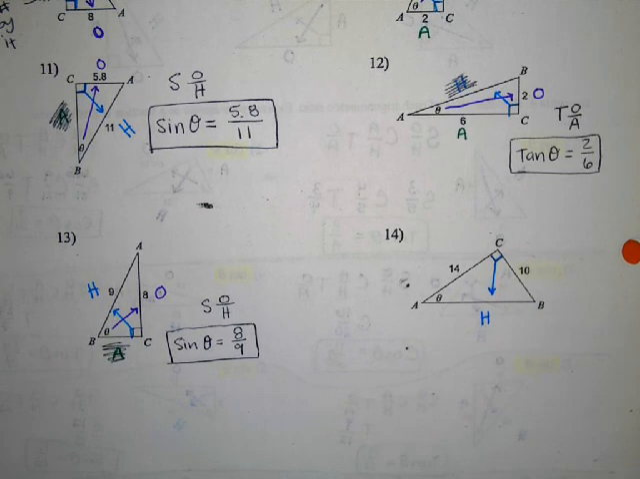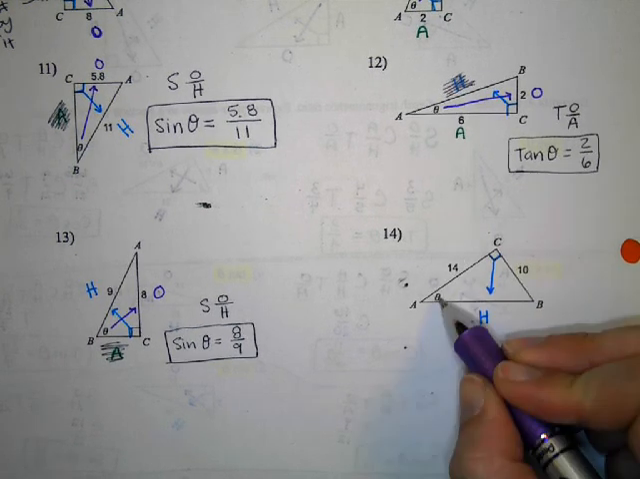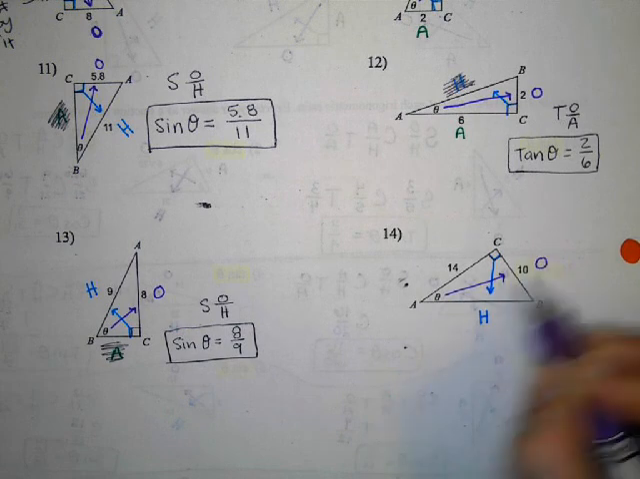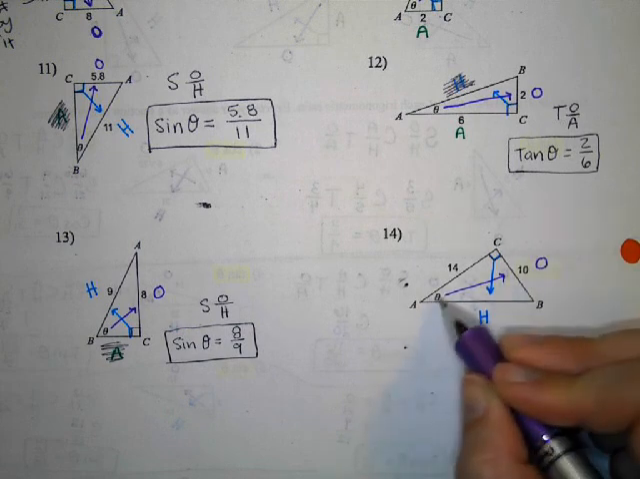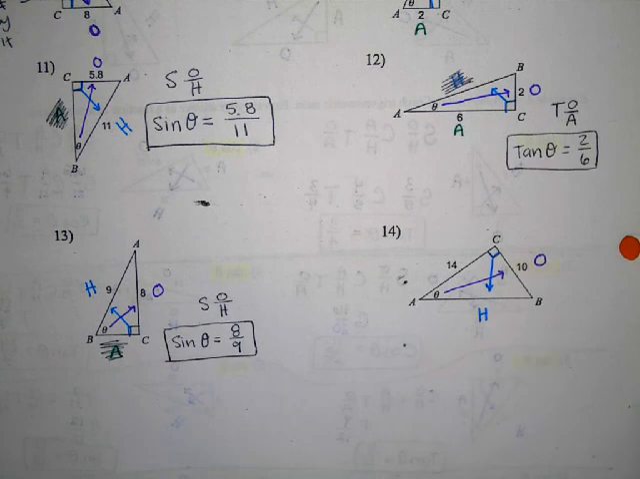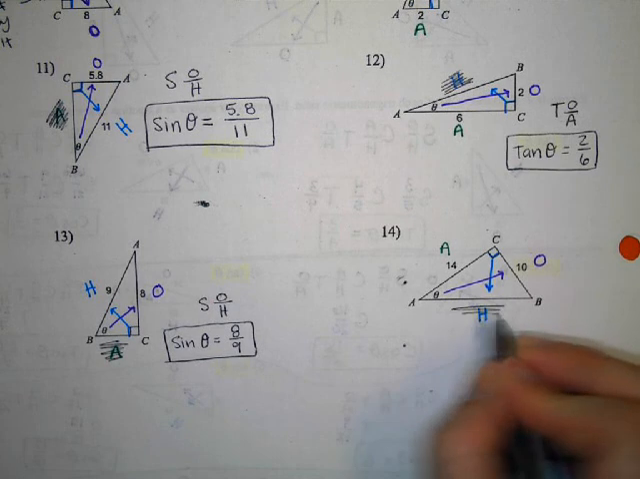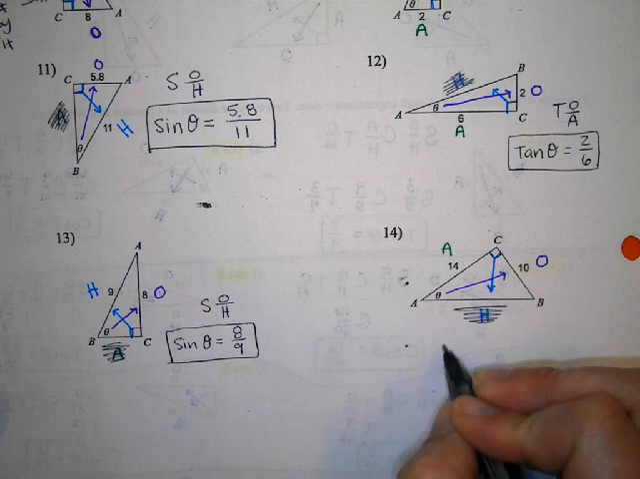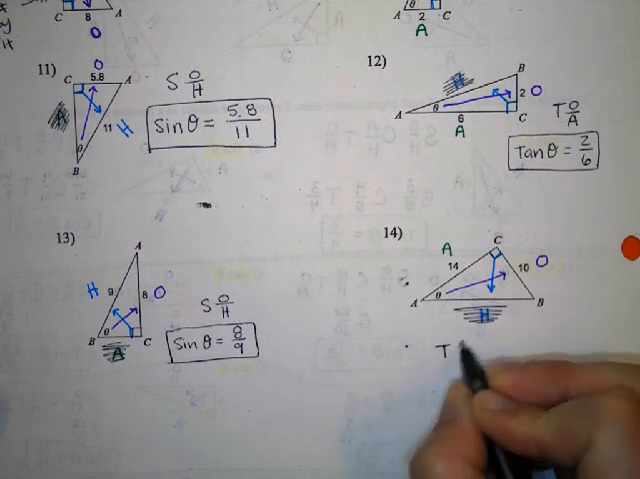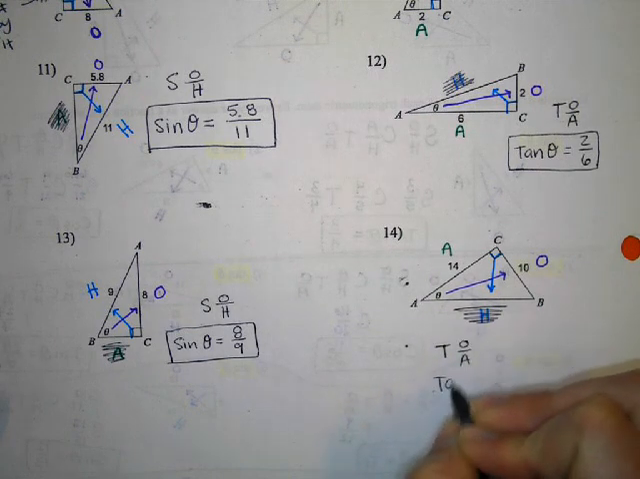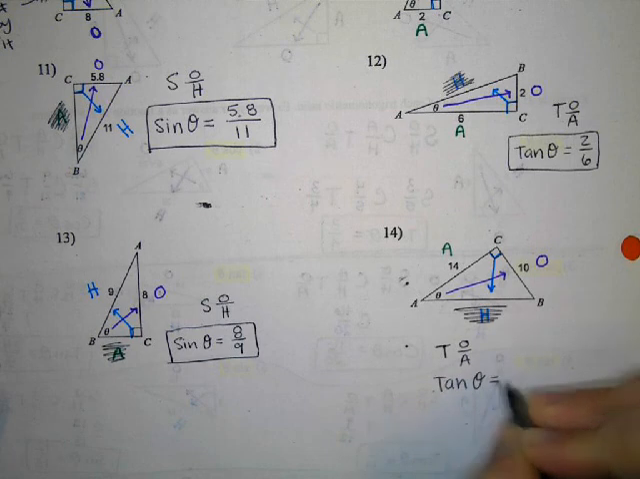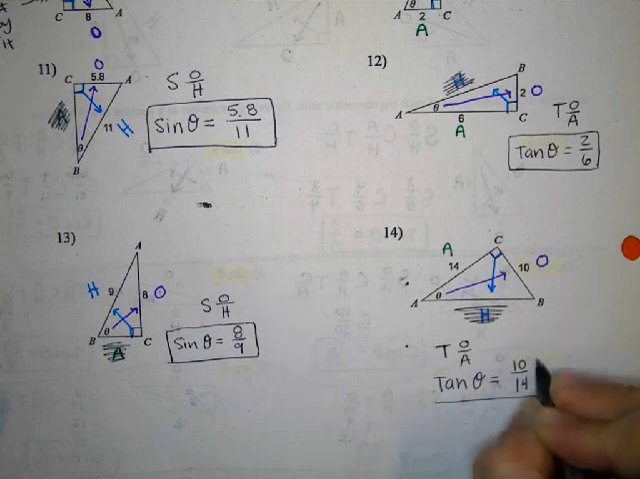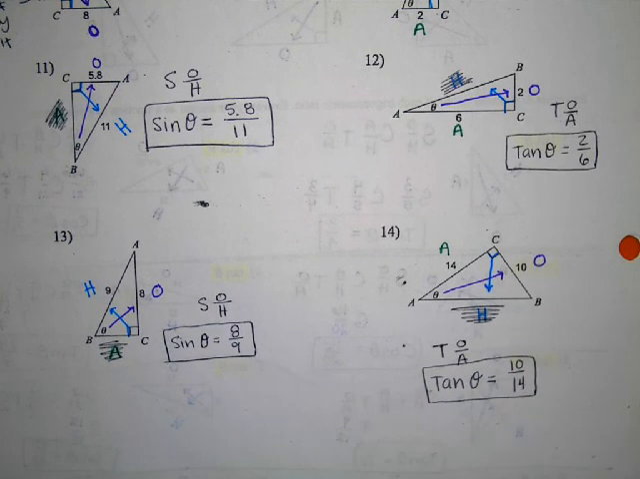Hypotenuse is across from the 90. What number is the opposite? The 10 is the opposite side from the angle given, from this theta in here. That means 14 is A. We scribble out the side that does not have a number. O over A is a T, which means tangent of my angle equals O, which is a 10, over A, which is a 14.